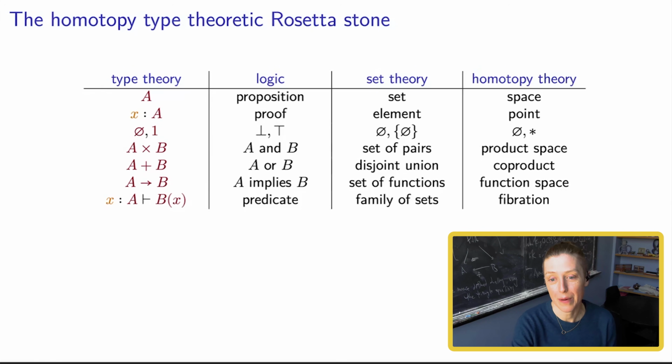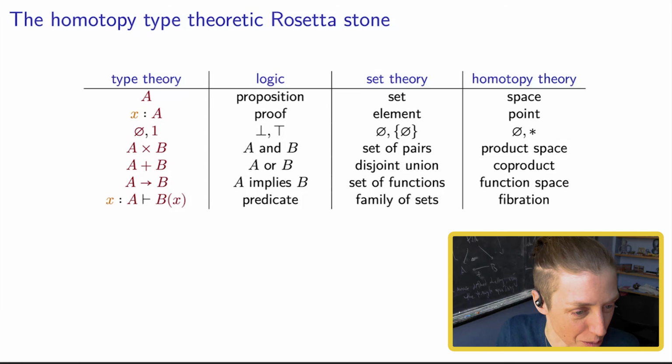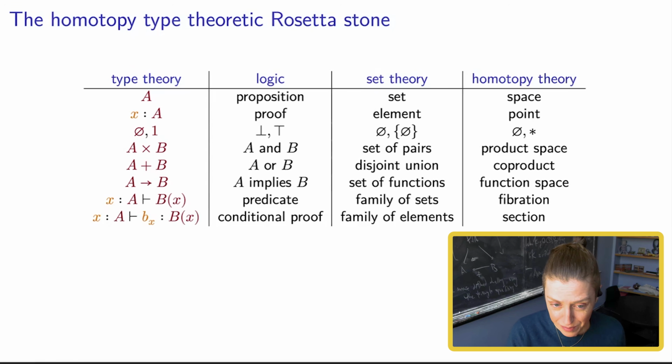In set theory, this corresponds to something called a family of sets. And in homotopy theory, this corresponds to a notion of a fibration. So fibration is, very roughly speaking, like a continuous family of spaces parameterized over a base space. The base space here is the space A. The spaces B of X are the fibers of the fibration, the spaces in the family. So this dependent term then is a conditional proof or a family of elements or something called a section of the fibration. It's picking out a point in the fiber over each point in the base. That's something called a section.